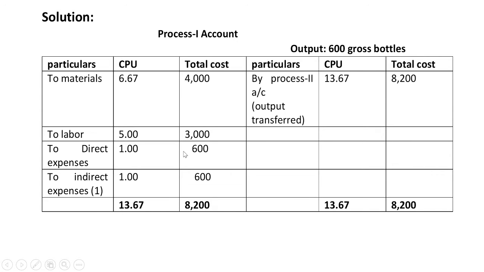And to labor around 3,000 rupees they have given. Again the same procedure you follow. 3,000 divided by 600, you get 5 rupees. And for direct expenses also the same thing. You have to take the value and divide it by 600, you will get 1. And the indirect expenses is the same thing. The indirect expenses is in the working note. Okay? So I'll show you the working note first.